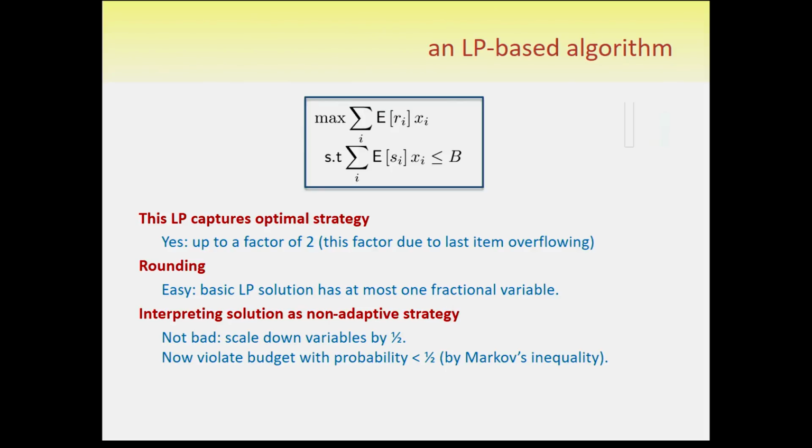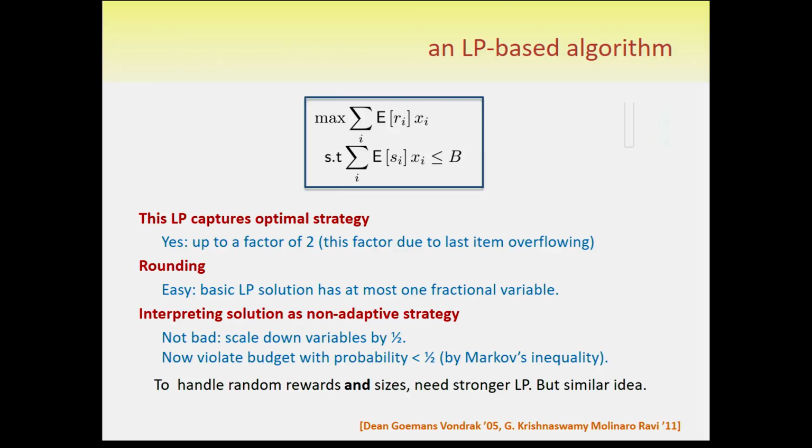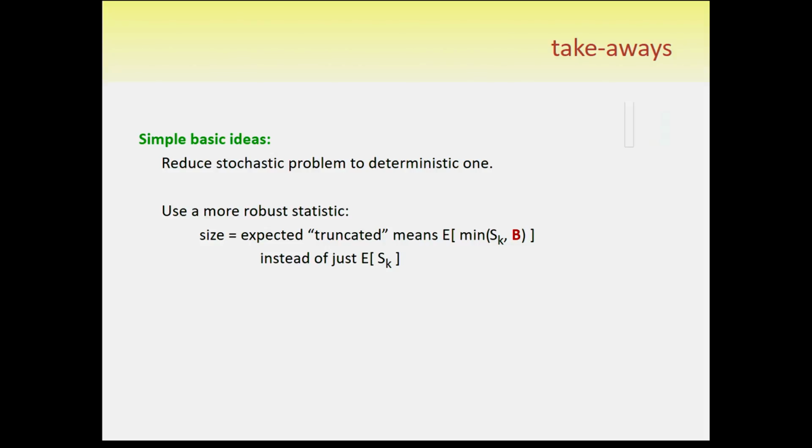And the solution essentially gives you the algorithm from the previous slide. The analysis is very simple. It's via Markov's inequality, but we're short on time, so maybe I won't go into that. You can extend this to random rewards and sizes. What's the takeaway? The takeaway is, stochastic optimization might seem like a completely new field, but very often the ideas are very simple.